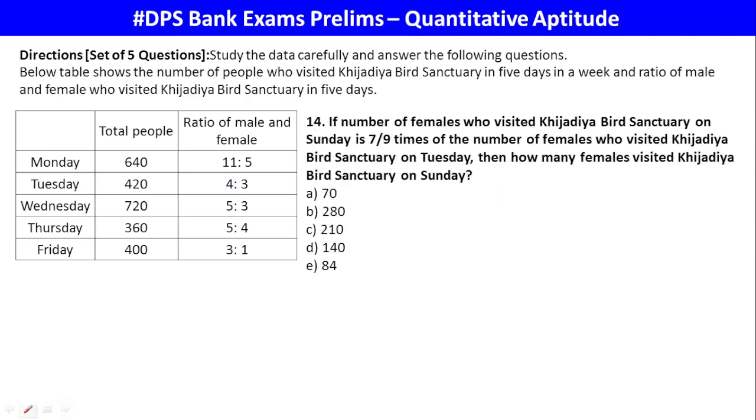Then next one. If number of female who visited on Sunday is 7, 9 times that of female on Tuesday. 3 parts. 7 6 times 3 6 times 18. 7 9 times 10. 140 final answer.